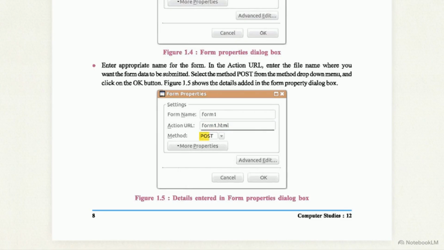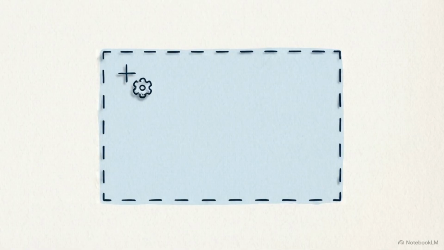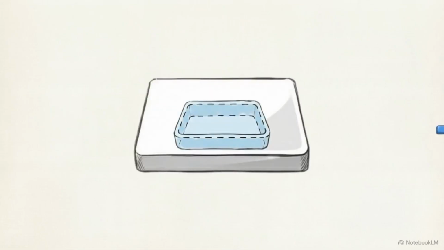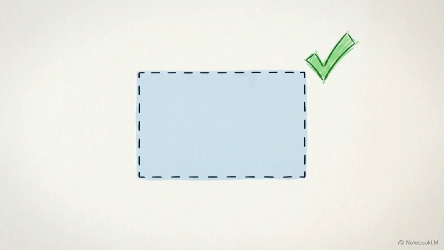Finally, set the Method dropdown to Post to transmit user data securely. Once you confirm those properties, the dialog box closes, and a light blue dotted outline will appear on your previously blank canvas. This dotted line is the boundary of your form. The web server will only process interactive elements, like a Submit button, if they are placed strictly inside this defined area. Seeing that blue dotted box tells you your form container is successfully initialized and ready to work.